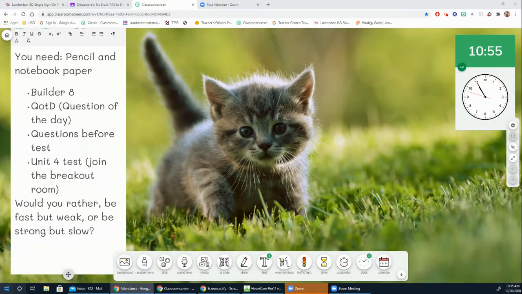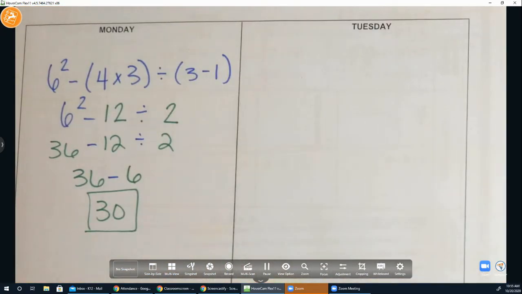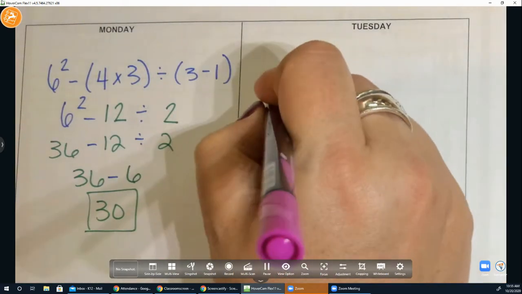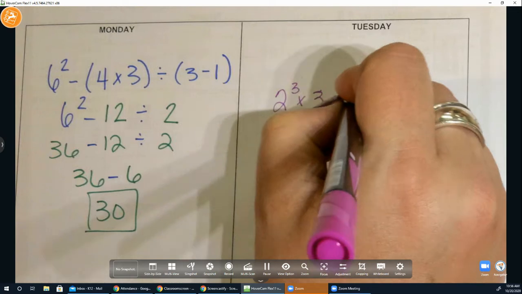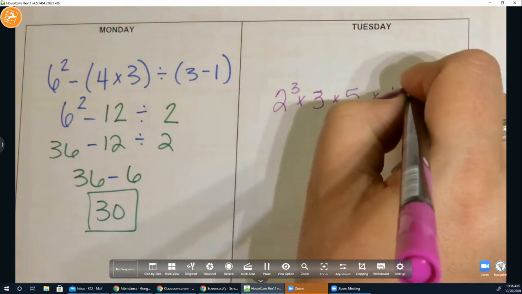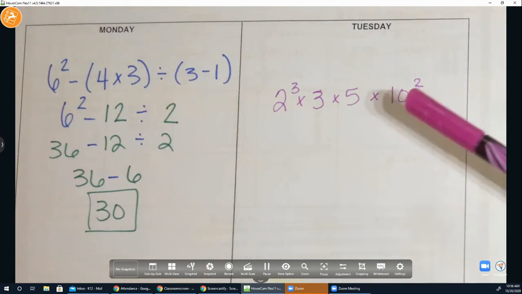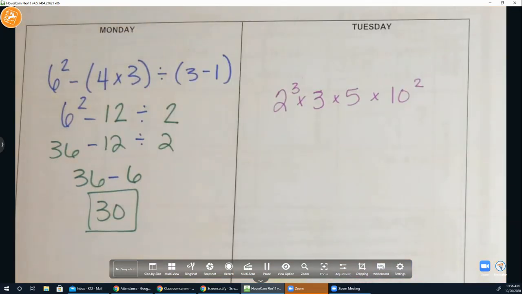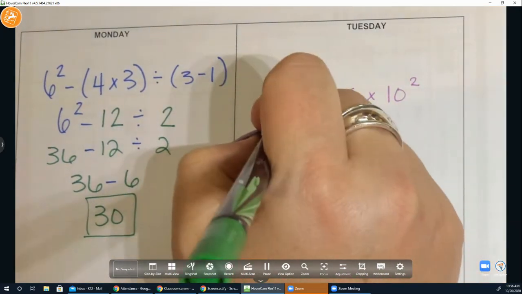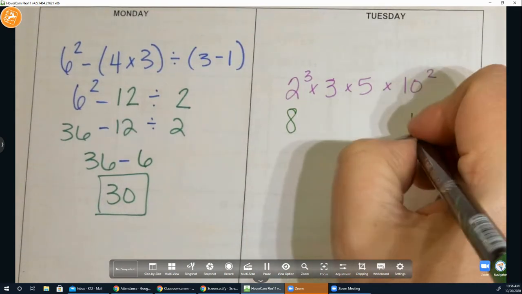Oh, the question of the day. So the question of the day, I'll flip the page over. Remember yesterday we had our order of operations question. Well, today we had to figure out what this number was: 2 cubed times 3 times 5 times 10 squared. When we solve this, it's just like order of operations. You've got to do the exponents first. So 2 cubed gives me 8. Times 3 times 5 times 10 squared, so that gives me 100.